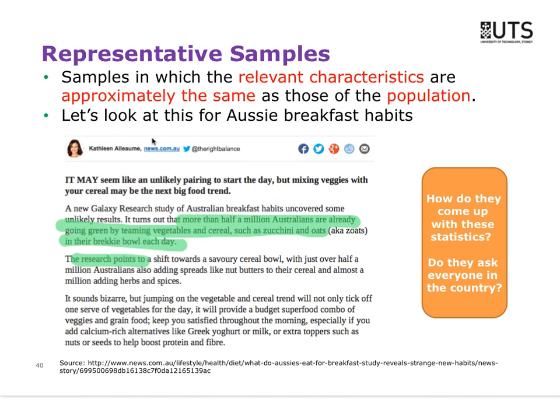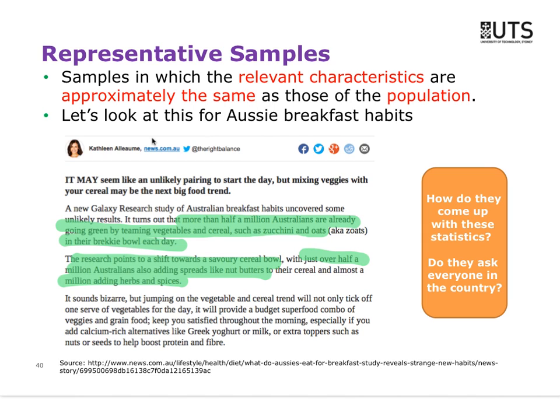And it says the research points to a shift towards a savoury breakfast bowl or savoury cereal bowl. And then they say just over 500,000 Australians also use nut butters, and then almost 1 million add herbs and spices to cereal. That's not me. I'm not even a cereal person.